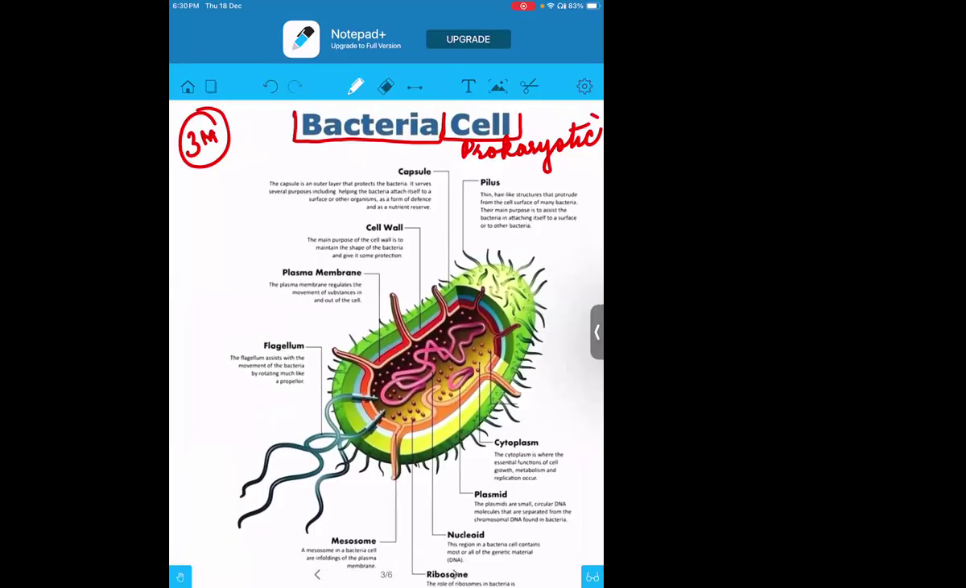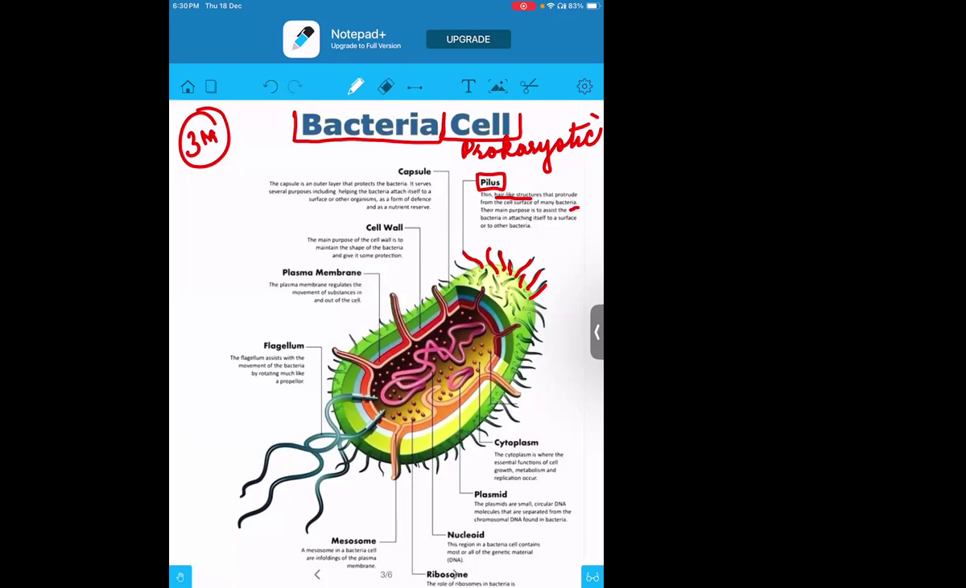Now, starting with this hair-like structure. This hair-like structure, which you can see all over the bacteria, these are called as pilus. They are called as pilus. Now, this pilus, what are they? They are the thin hair-like structure that will be coming out from the cell surface of the many bacteria.